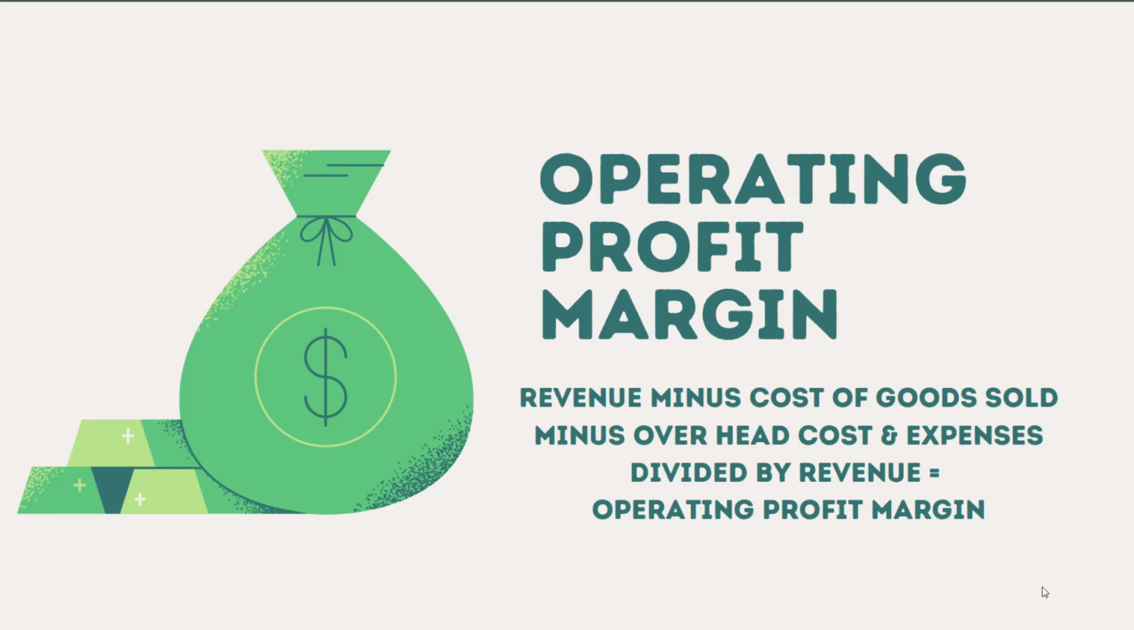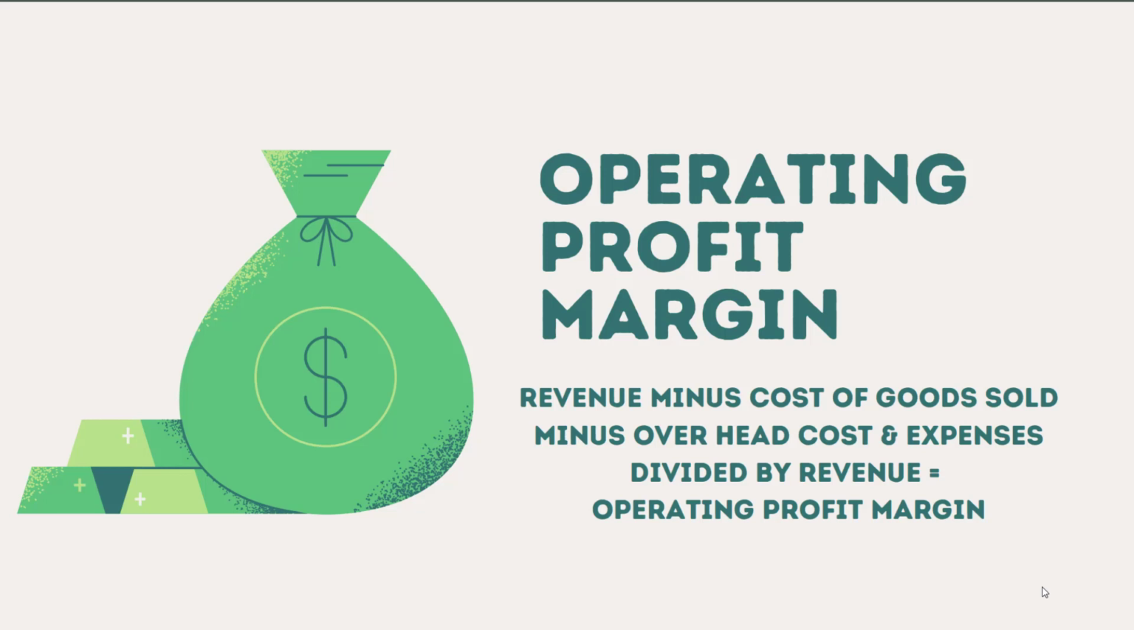Now, when it comes to overhead, it's going to include all of the other costs of running the business not associated with cost of goods sold, like rent, salaries, insurance, admin, legal, accounting, marketing, depreciation, and so on. But it will exclude interest and taxes. Once again, in this scenario, the higher your overhead costs and expenses, the lower your operating profit margin will be, which is a bad thing.